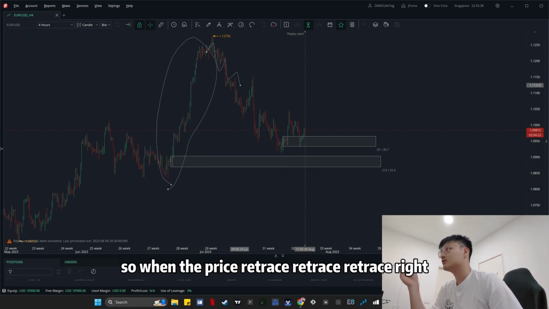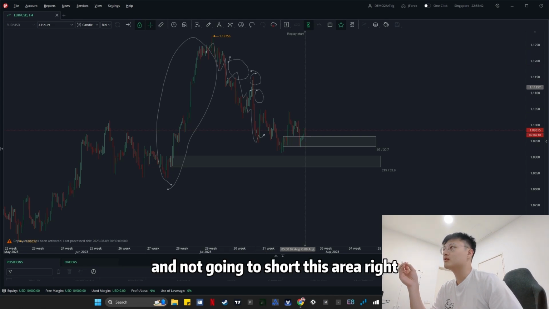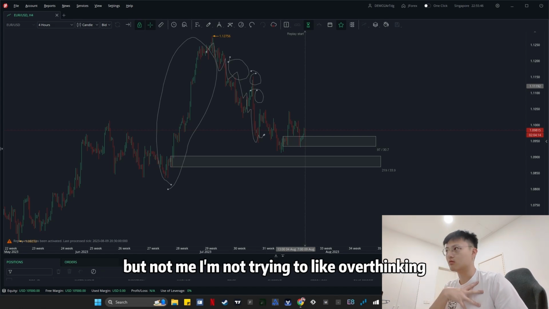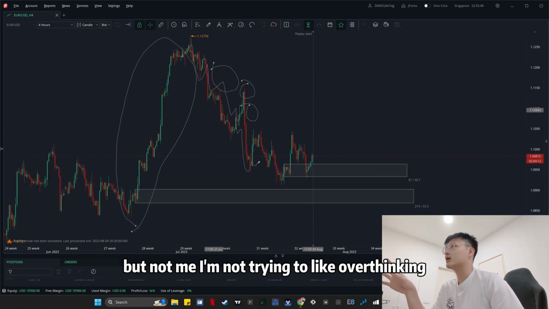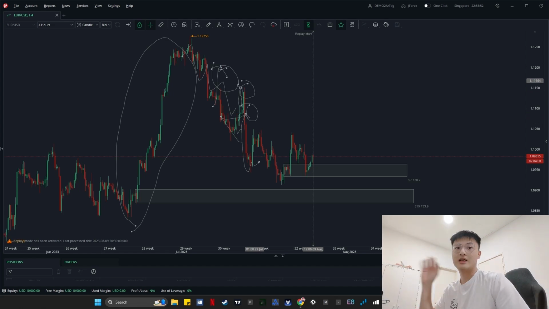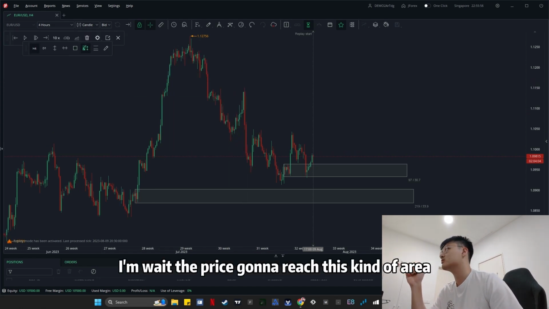So when the price retraces, you're not going to short this area. Somebody might have the ability to short it very accurately, but not me. I'm not trying to overthink it: oh, when is it going to react, this area, and so on. It's a mess, right? So I'm not going to short here. What I'm going to do is wait for the price to reach this kind of area.